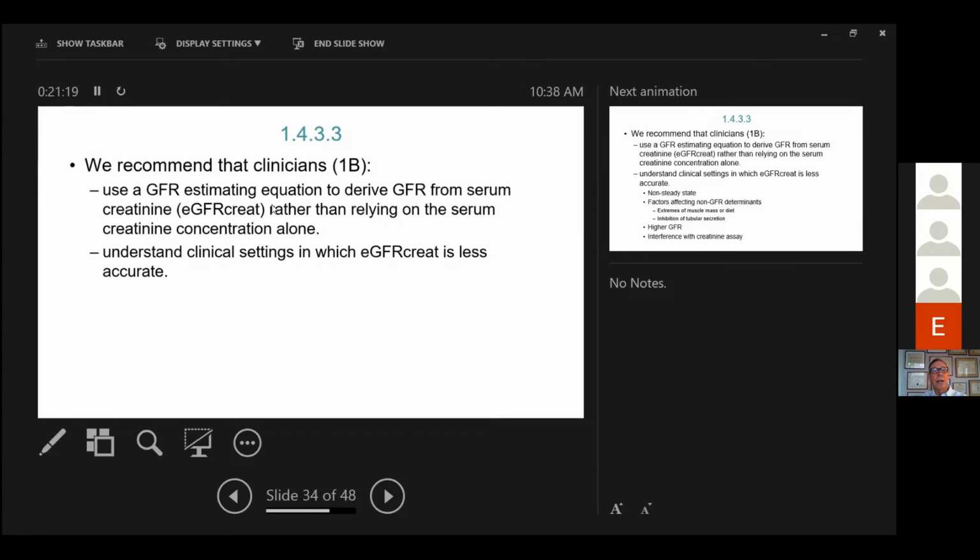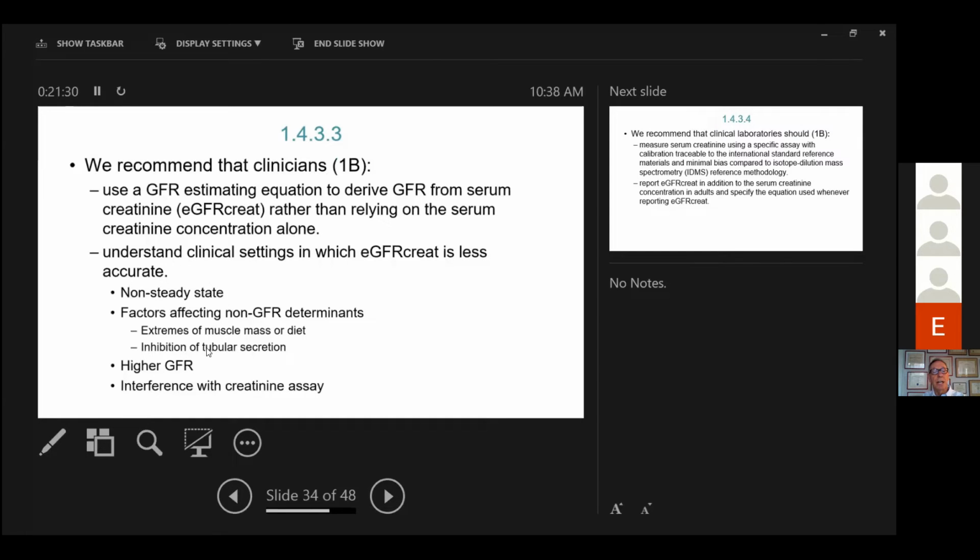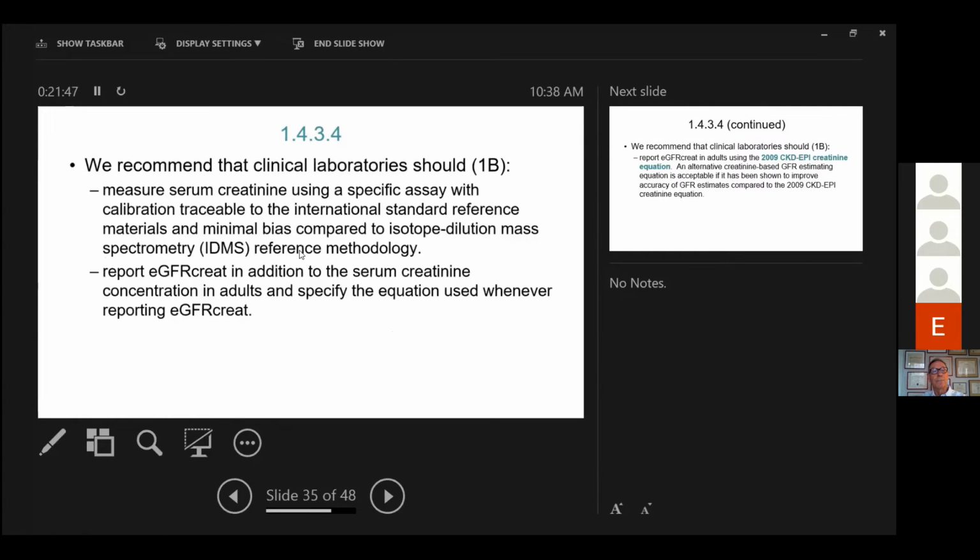The guidelines recommend to use eGFR creatinine rather than the serum creatinine alone, but to understand the clinical settings in which it may be less accurate, such as the non-steady state, factors affecting the non-GFR determinants, such as extremes of muscle mass or diet, inhibition of tubular secretion, higher GFR, as we mentioned, or something that interferes with the assay. This should be what we nephrologists know about.